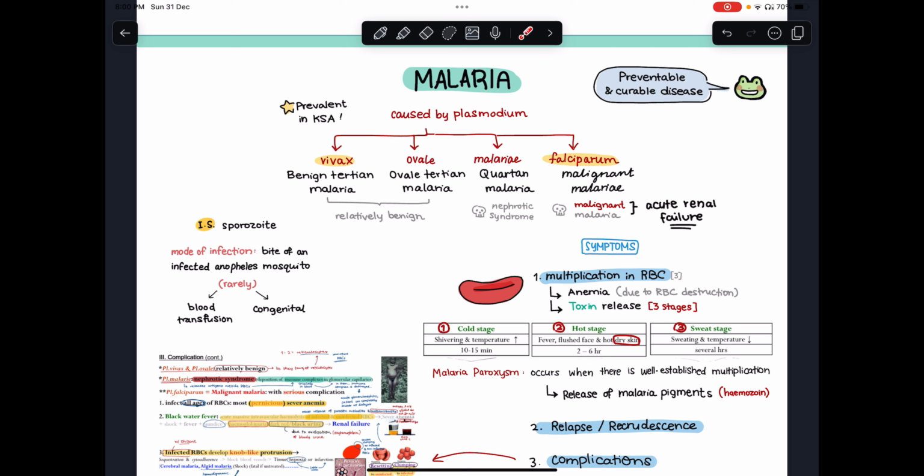So, Plasmodium vivax causes benign tertian malaria, and Plasmodium ovale causes ovale tertian malaria. Both cause tertian malaria. Whereas Plasmodium malariae causes quartan malaria, and lastly, falciparum causes malignant malaria. And we know that it's dangerous and it can lead to acute renal failure.